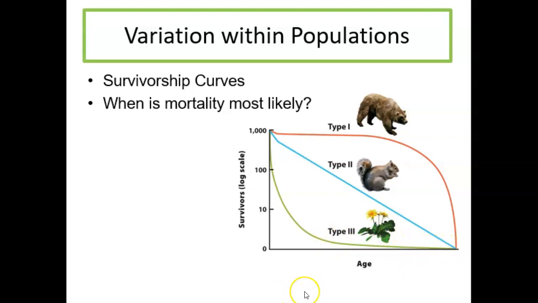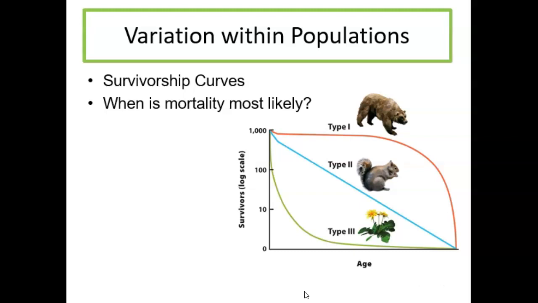Now, right in the middle, the least common of the three is probably the type 2 survivorship curve. And in a type 2 curve, mortality is about equally likely throughout its entire life. And so the example on the diagram there is a squirrel. Think about what kills squirrels. Well, hawks and cars. The suggestion here is that a squirrel is probably just as likely to get eaten by a hawk or run over by a car at any point during its life. And so there's no real times of more or less mortality. It's just an equal chance throughout the life cycle.